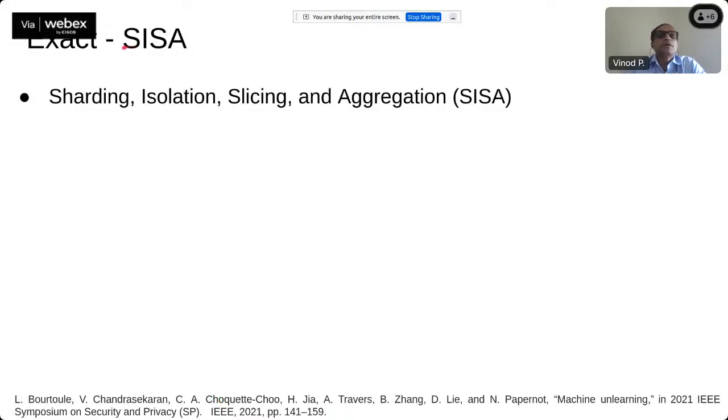SISA, if you look at this particular word, contains four letters. The first letter is S, which stands for sharding. Sharding means that you take a huge amount of data and divide the data set into some subsets. So we start with the data set and partition it into subsets, and every subset is called a shard. The second one is called isolation, which means that you take one subset, you take a model which is called a sub-model, and you train this model with a specific shard.